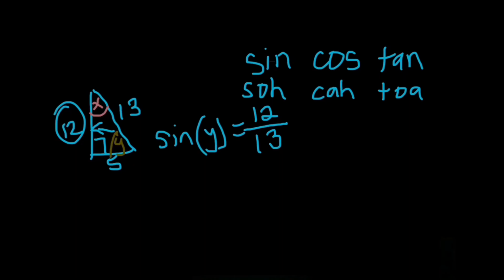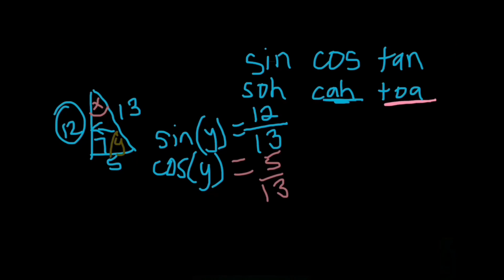The cosine of y, like for angle x, would be adjacent over hypotenuse. Adjacent of angle y would be 5, and the hypotenuse is 13. And then for tangent, it'd be opposite over adjacent. So tangent of y, opposite of angle y would be 12, and then the adjacent would be 5.